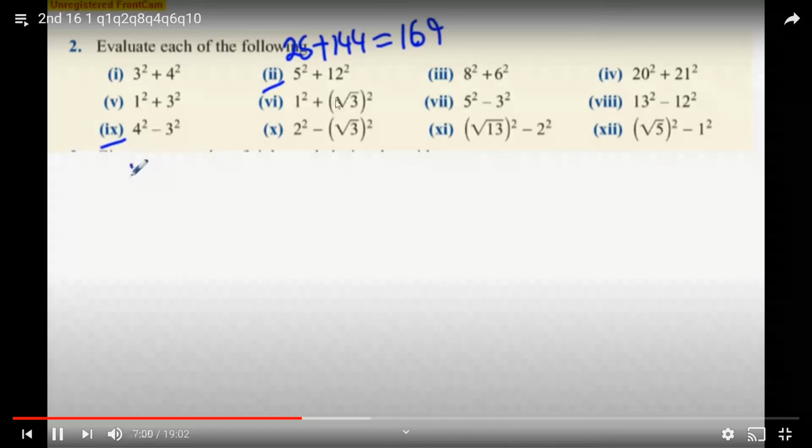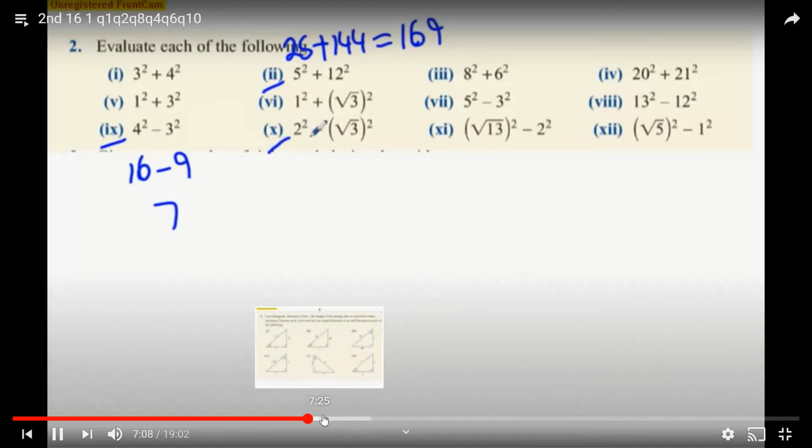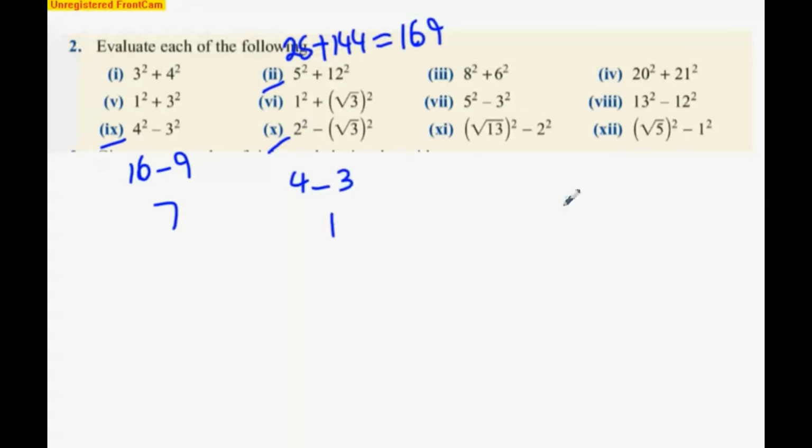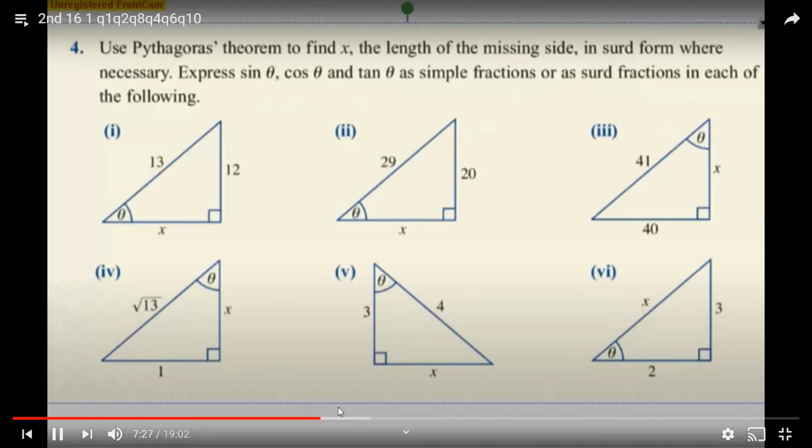You can get 5 squared plus 12 squared is 25 plus 144 equals 169. You can throw in 4 squared minus 3 squared is 9. Okay, so these are just some general questions. In question 10, you can see it's 2 squared minus root 3 squared. Root 3 squared is 3. And then root 13 squared is 13. 13 take away 4 should be 9. Okay, so we got a couple of those questions done.